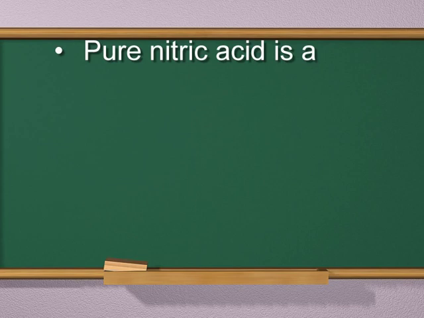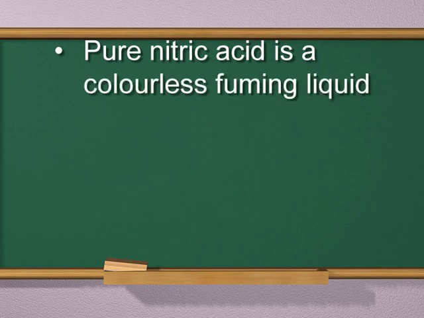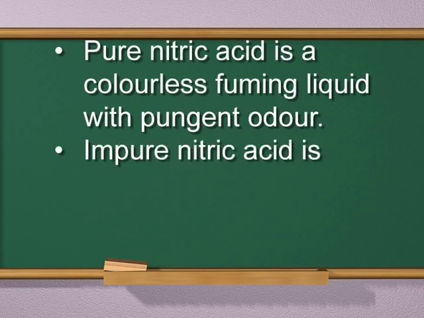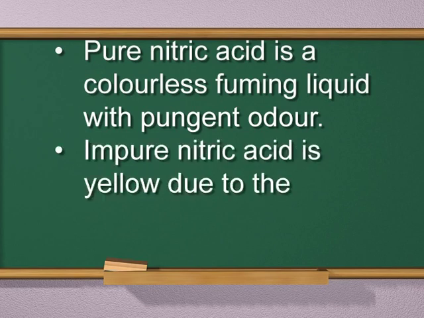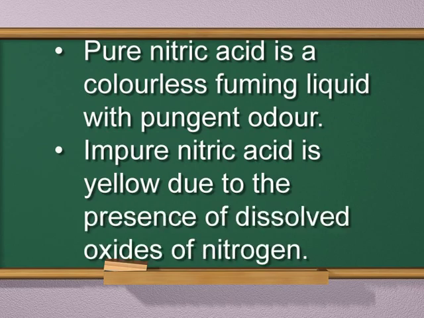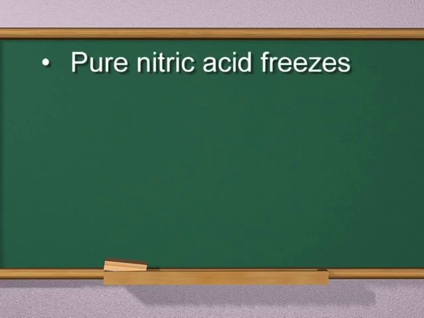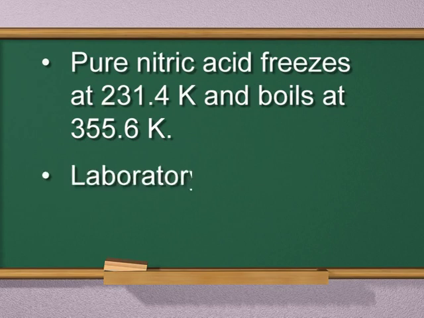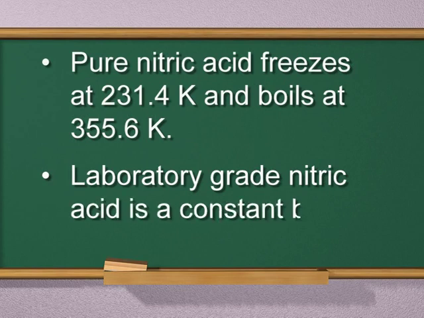Pure nitric acid is a colorless fuming liquid with pungent odor. Impure nitric acid is yellow due to the presence of dissolved oxides of nitrogen. Pure nitric acid freezes at 231.4 Kelvin and boils at 355.6 Kelvin.